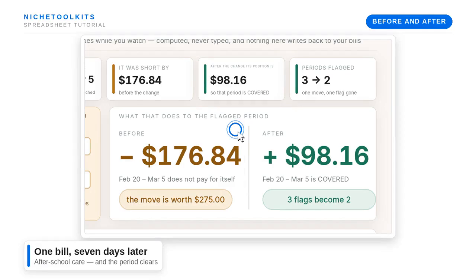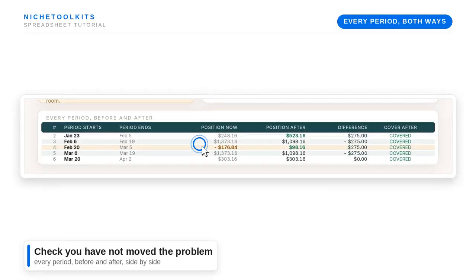The period that could not pay for itself now closes at plus $98.16. Covered. The count of flag periods in the year falls from 3 to 2. Nothing got cheaper. That bill is exactly the same size. It simply now falls in a fortnight that has room for it. That is the difference between a budget and a timing tool. And you can see the knock-on. Moving a bill out of one period puts it into the next, so every period is shown both ways. You can check that you have not simply pushed the problem one step down the road.